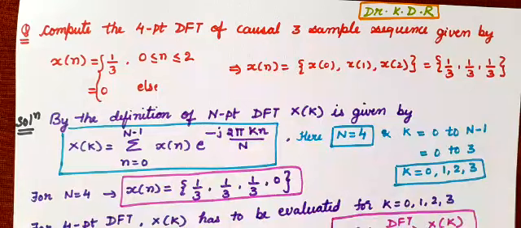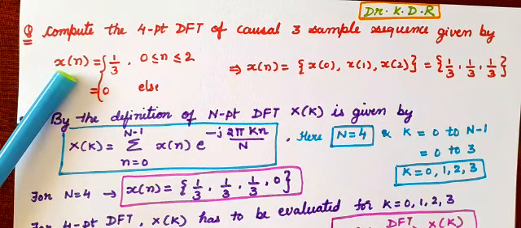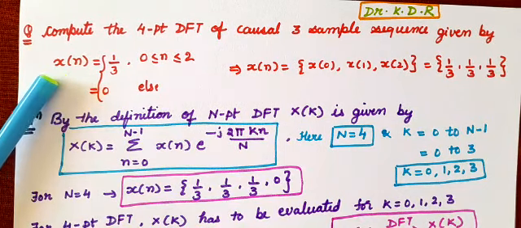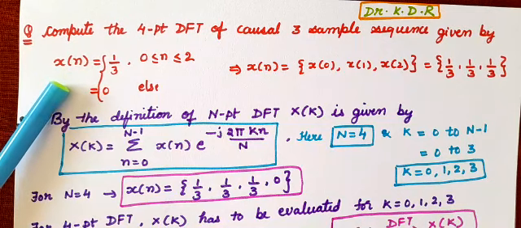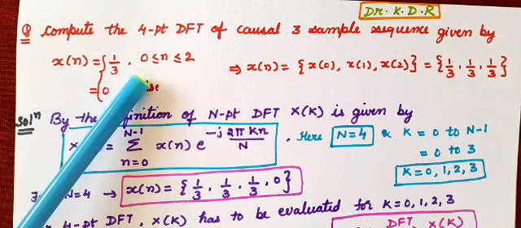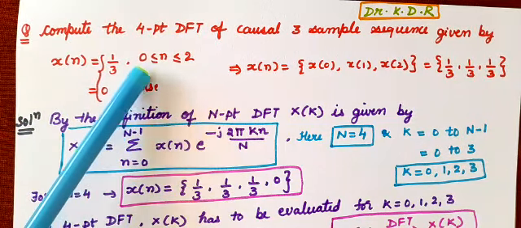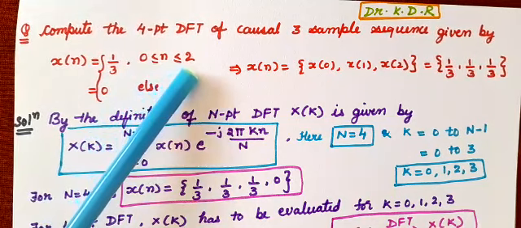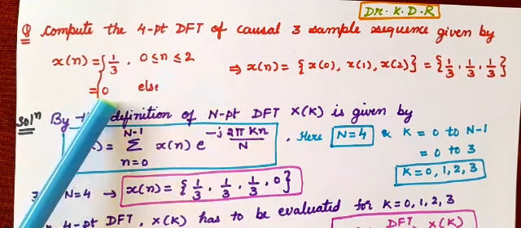Hello dear students, today the topic of the class is computation of 4-point DFT of a causal sequence by formula method. Okay, let us start the problem. The given problem is: compute the 4-point DFT of a causal 3-sample sequence given by x of n is equal to 1 by 3 for 0 less than or equal to n less than or equal to 2, and its value is 0 elsewhere.